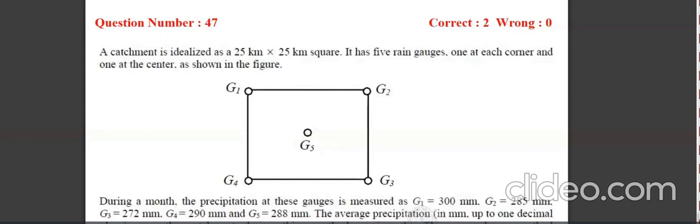Connect all the rainfall stations. Okay, you can note down the readings, and the perpendicular bisectors. You can note down the readings in your notebook. What is G1? How much is G1, G2, G3, G4, G5? So that you will be able to tell me how much is the area. Note down 25 by 25. So note down fast. How much is G1? G1 is 300. G2 285. Then 275, 272, 290, and 288.